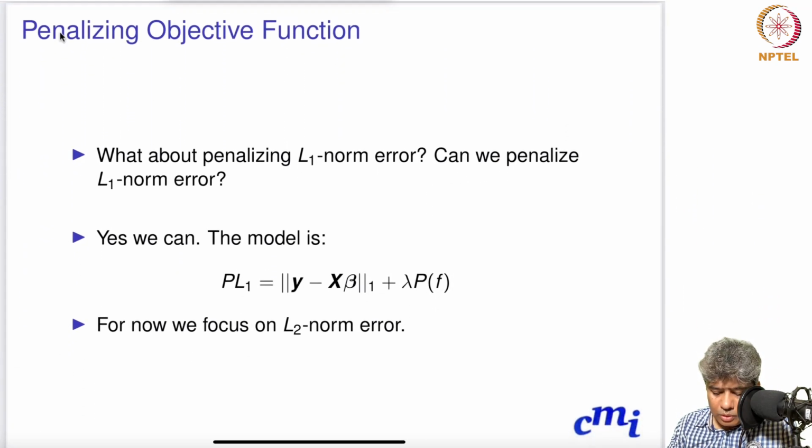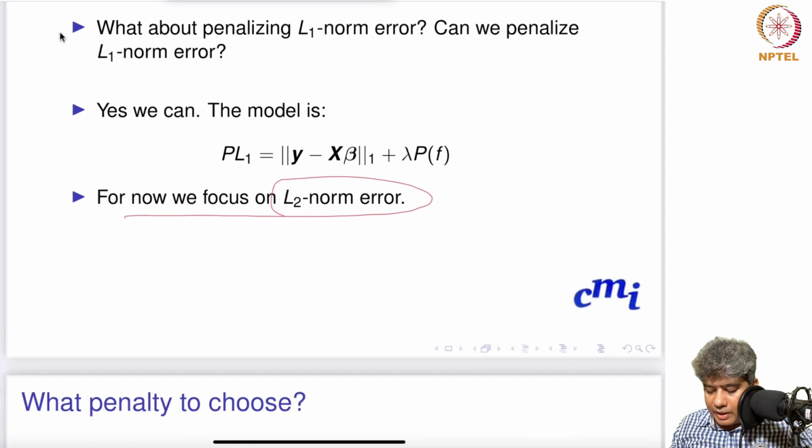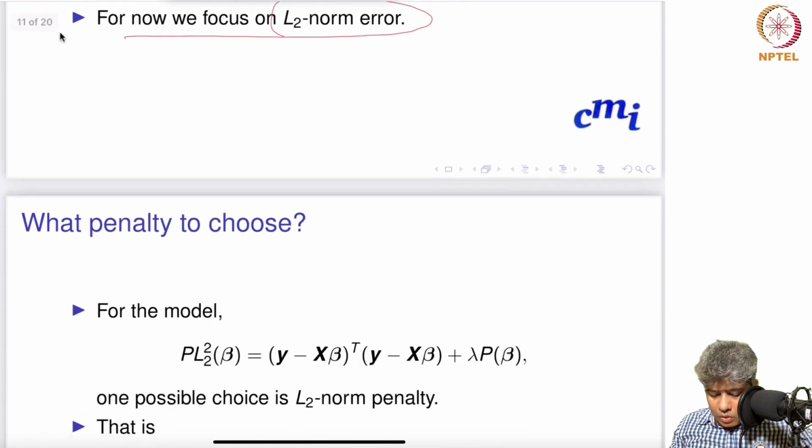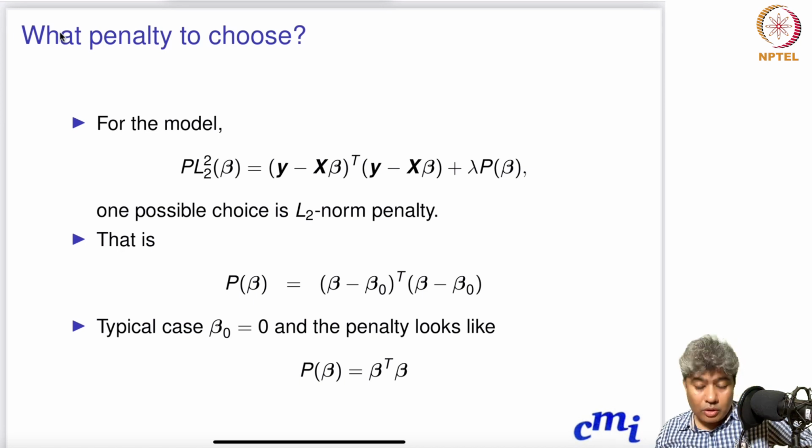What about penalizing L1 norm error? We can penalize L1 norm error. We can in this model, but for now we will focus on L2 norm error only. So we are not going to focus on L1 norm error. What penalty to choose? That is always an interesting question.